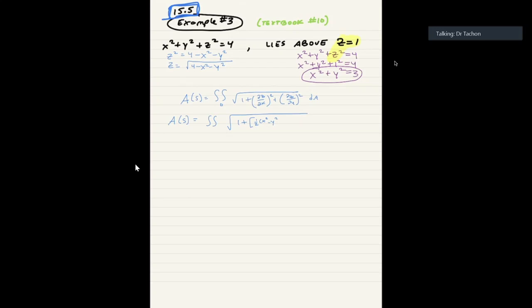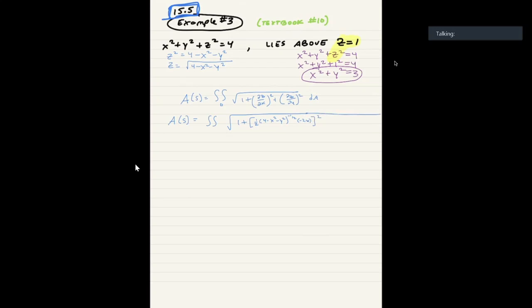All right, hang on. I copied it wrong again. Let me just erase it. Okay. So it's chain rule. I'm taking the derivative of partial with respect to x. So it's 1/2 out front, okay, times 4 minus x squared minus y squared to the negative 1/2 times negative 2x. And all that's going to be squared.